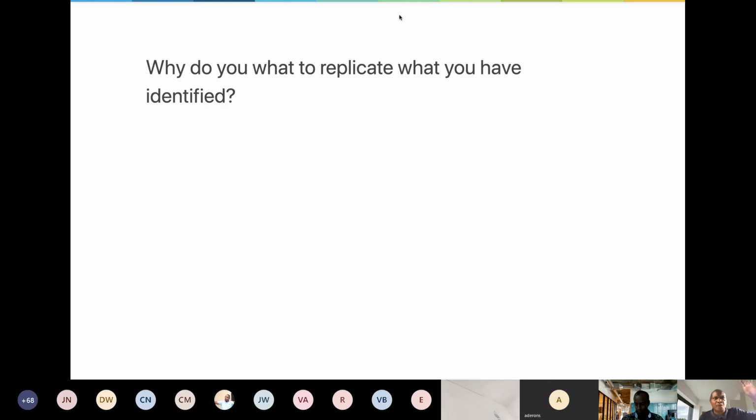But the first steps we began, those are general for everything. But when you are seeing this white slide, it is for each item. So can you tell us, why do you want to replicate what you have identified? Why do you want to replicate that? Give us a reason.